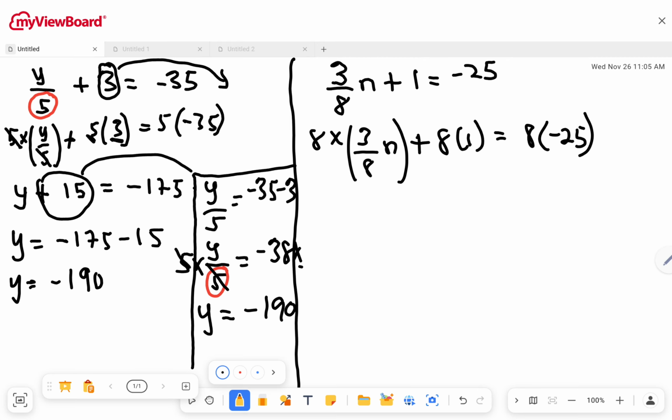Now this 8 is going to divide this 8, so we have 3n plus 8 is equals to, now let's multiply 25 by 8. 8 times 5 is going to give us 40, so remainder 4. 8 times 2 is 16. 16 plus 4 is going to give us 20. So it means we are going to have negative 200.